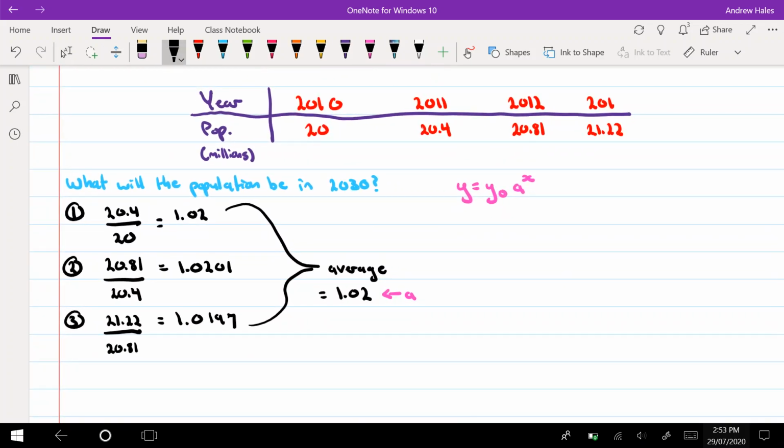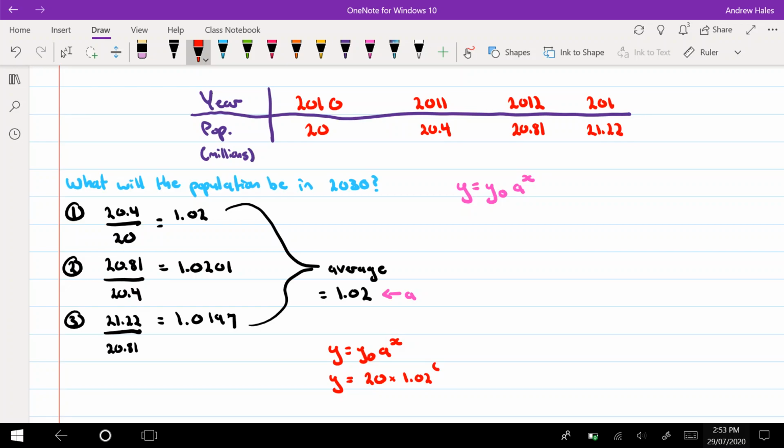So we can model an exponential function as y equals y naught a to the x. Well, we just figured out that a is 1.02. But what is my original amount? Well, it depends on what year you want to start it off with. Because we've been told the 20 million in 2010, I'm going to start there. Okay, so y equals 20 times 1.02 to the power of something.